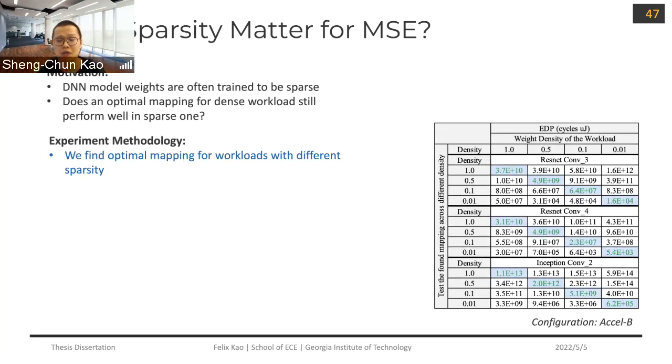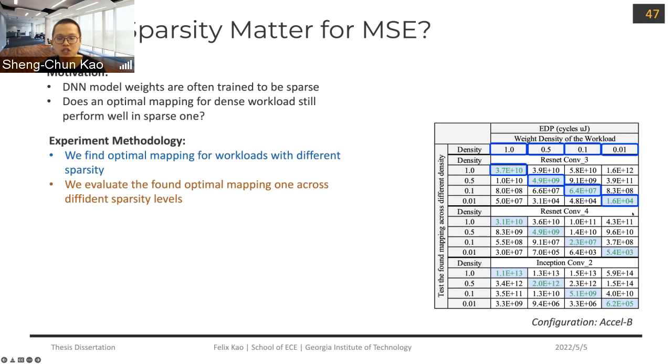First, we find the optimal mapping for workloads with different sparsity. For each of the workload densities, we search for the optimal mapping and record its performance in the blue cell. What it means is this: when the workload has a density of 0.5, we search for the mapping and its EDP performance is 4.9. When the workload is now 0.01 density, we search for the mapping again, and its performance is 1.6. Then we evaluate each found mapping at different sparsity levels. For example, the mapping for density 1.0.